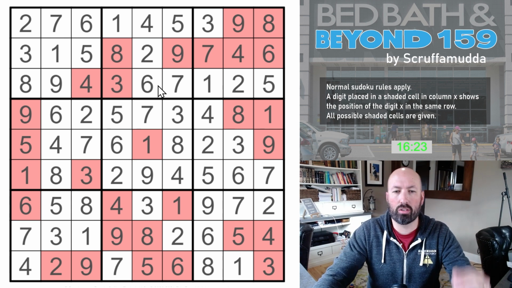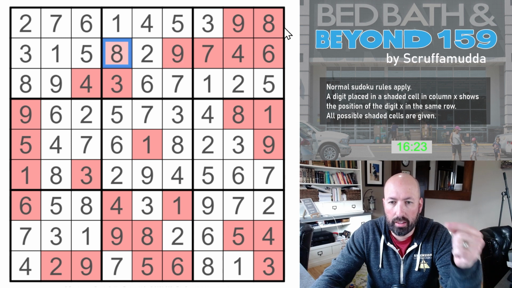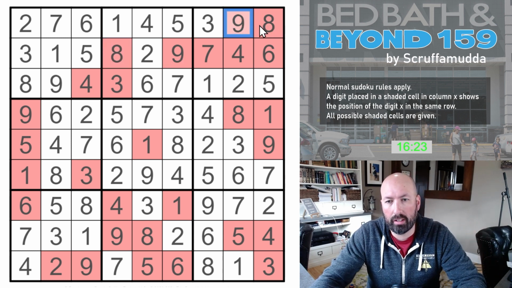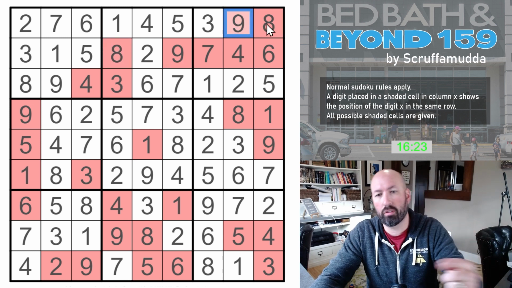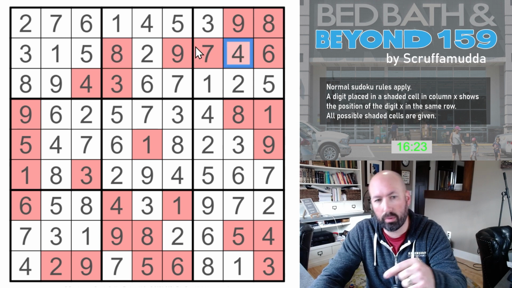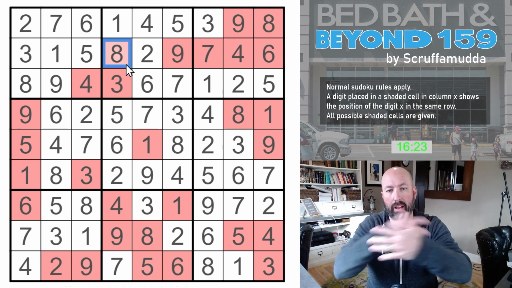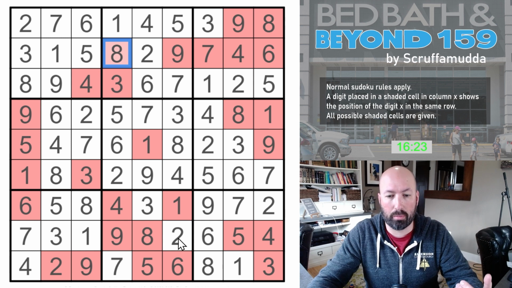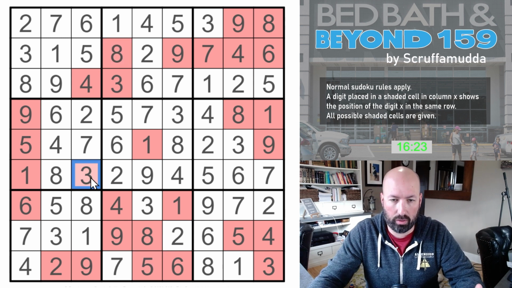The key thing is to realize that these kind of form loops, right? Like the 8 is referring to the 9, and so the 9 is referring to the 8. The 8 here refers to the 4, which then refers back to the 8. They're in pairs, unless they refer to themselves, like this 5 down here, the 3 here.